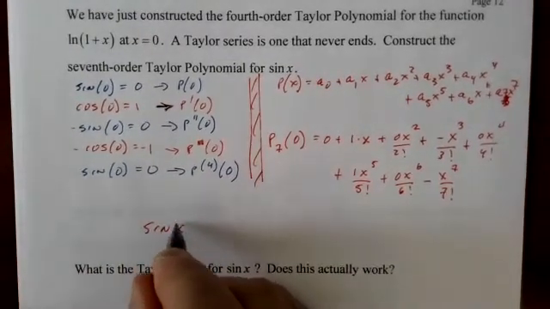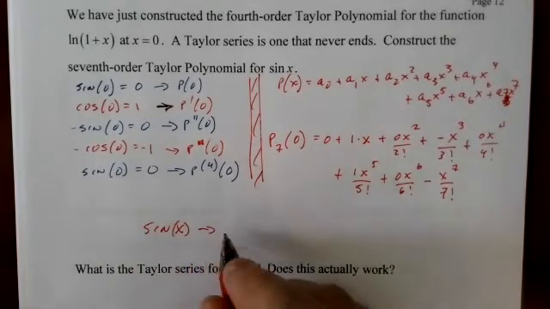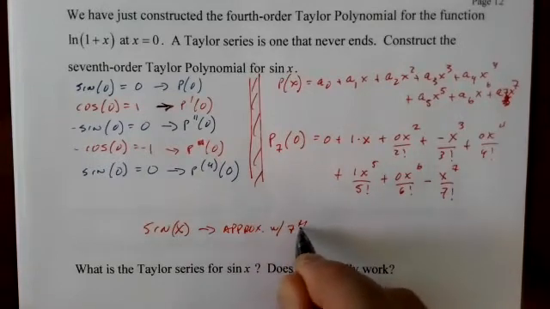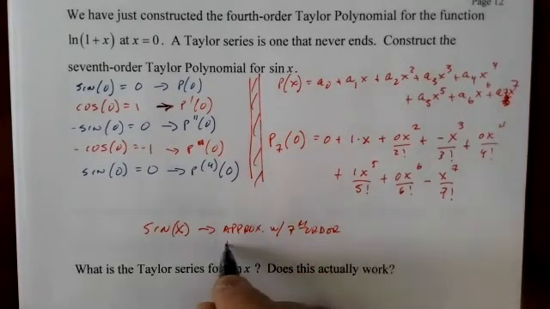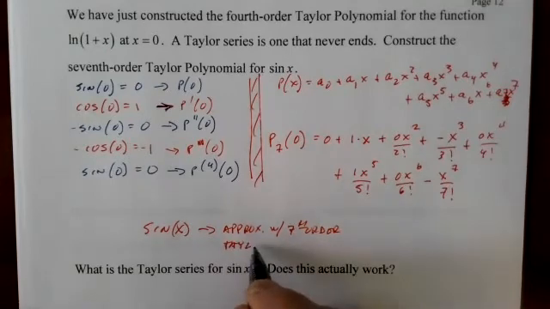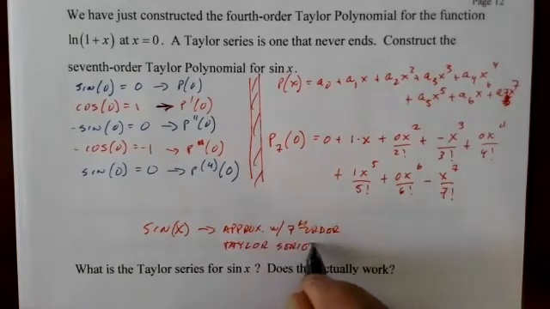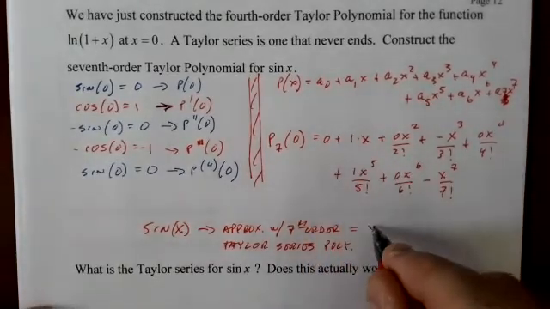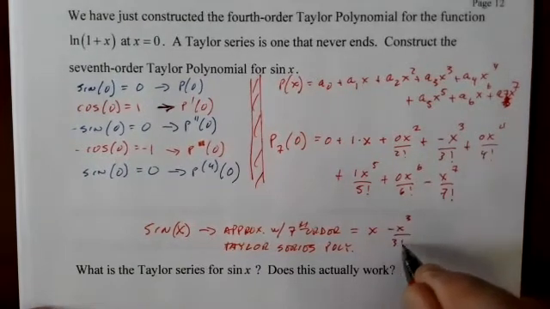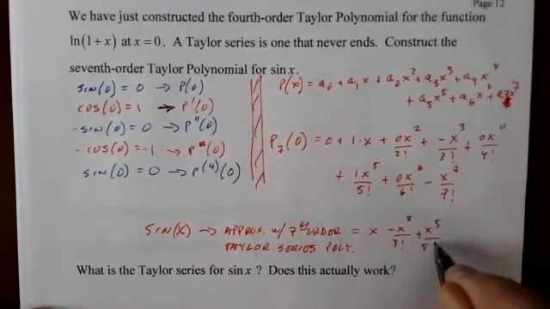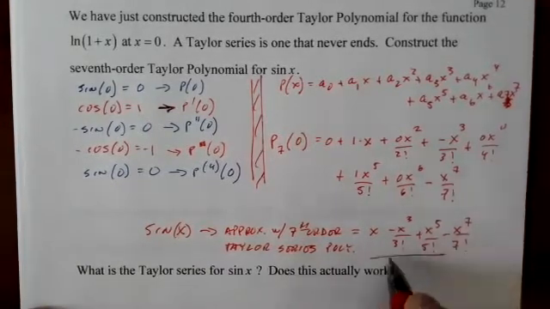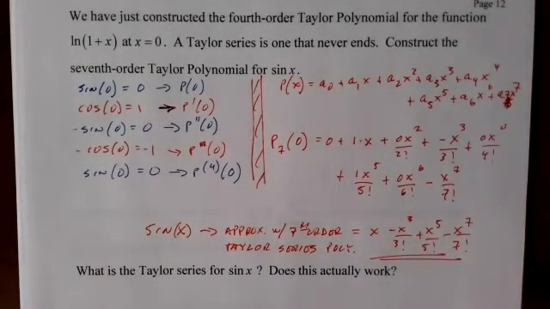sine of x approximated with the 7th order Taylor series polynomial equals, throughout all the zeros, x minus x to the third over 3 factorial plus x to the 5th over 5 factorial minus x to the 7th over 7 factorial. A lot of work to get to that point. Hopefully we don't have to do that again. No, you don't.